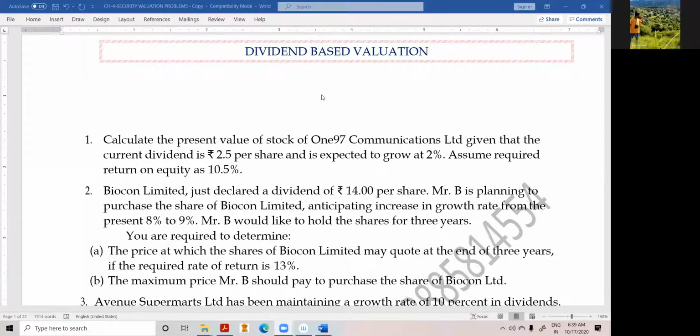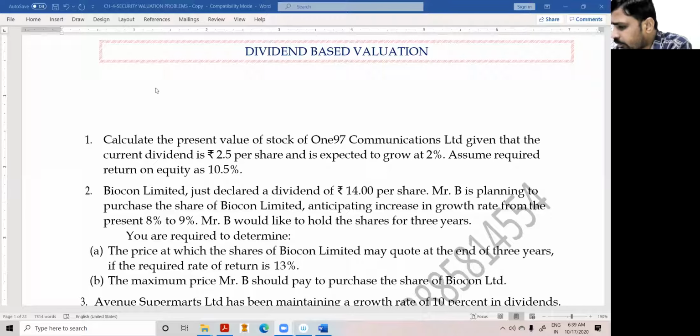Right. So this is the first dividend-based valuation. Now we are looking at the dividend-based valuation. Just look at the first problem. Calculate the present value of one stock, 197 Communications Limited, given that the current dividend is 2.5 per share and is expected to grow at 2%. Assume required return on equity is 10.5%.